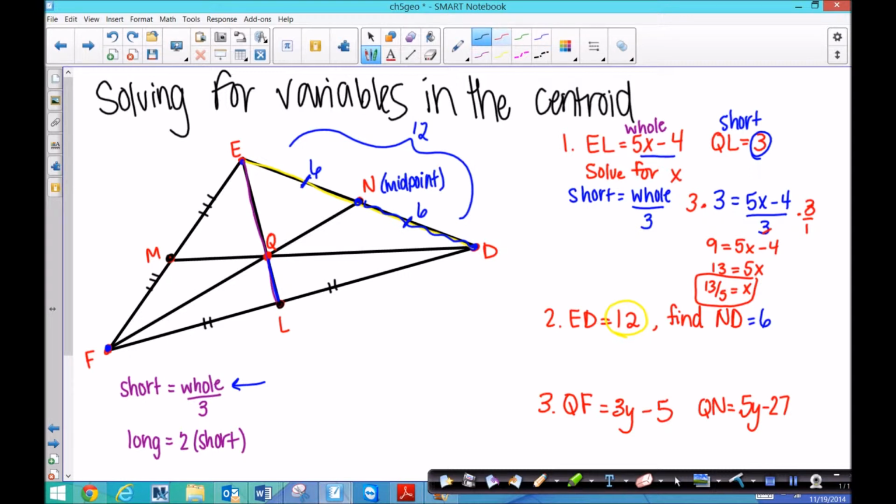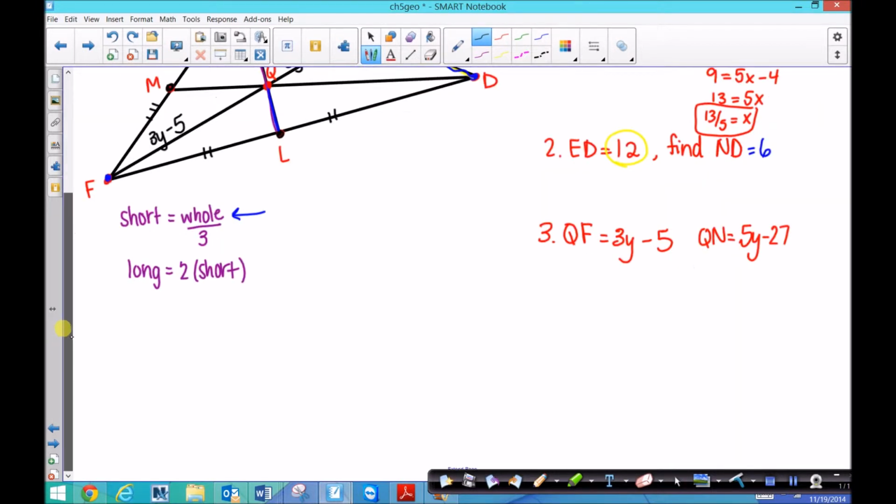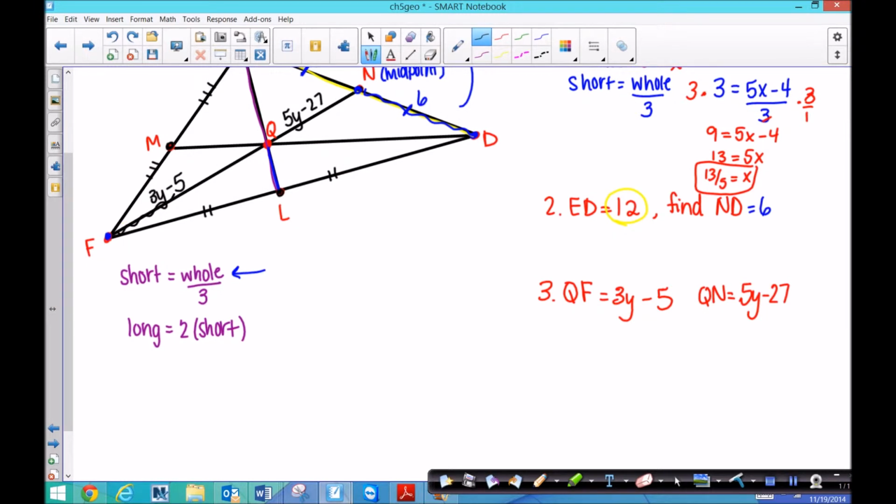And for the last segment that we're given, it says that QF is 3y minus 5, and QN is 5y minus 27. Now QF here is a long segment, and QN is a short. So we're going to use the formula that says long is 2 times the short. So our long segment is 3y minus 5, and our short segment is 5y minus 27.